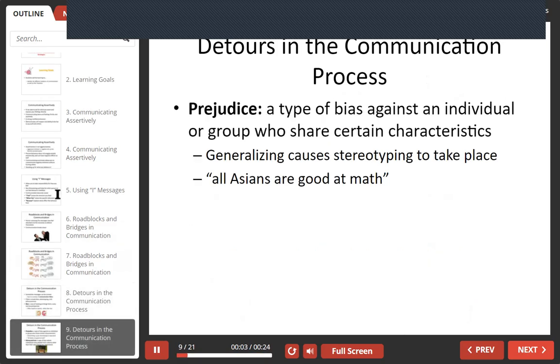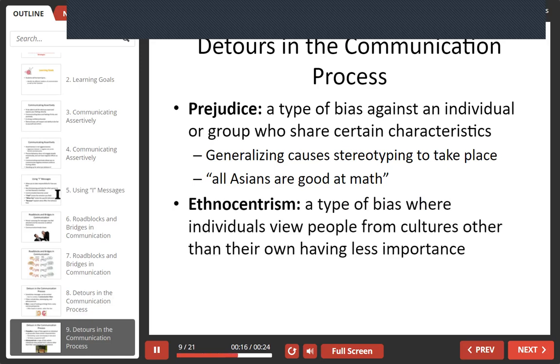Prejudice is a type of bias against an individual or group who share certain characteristics. Generalizing causes stereotyping to take place, such as all Asians are good at math. Ethnocentrism is a type of bias where individuals view people from cultures other than their own as having less importance.